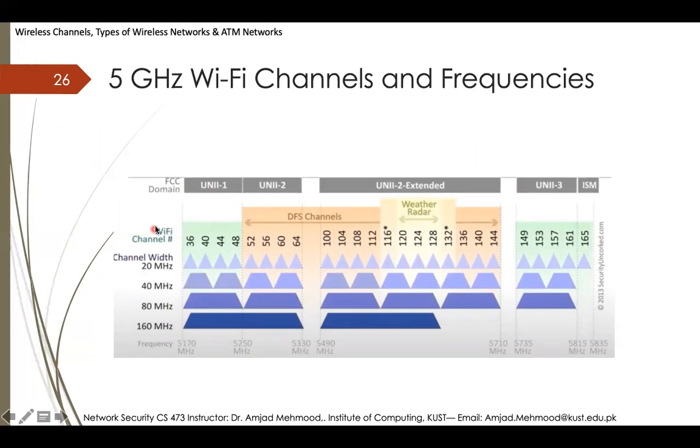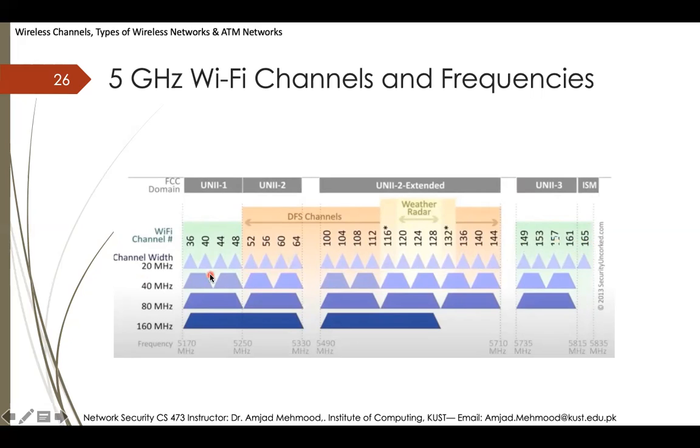Here you can see UNII-1. So these are the channels which I listed in my previous slide. Now this is the graphical view of the previous slide. So these are the channels which are available. They are non-overlapped channels. The DFS channels, you can see, are the weather radar channels, and then we have UNII-3. So different channels are available here.